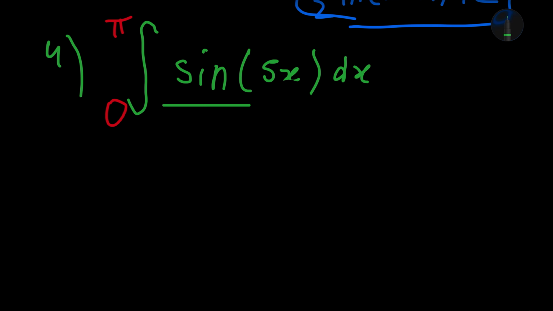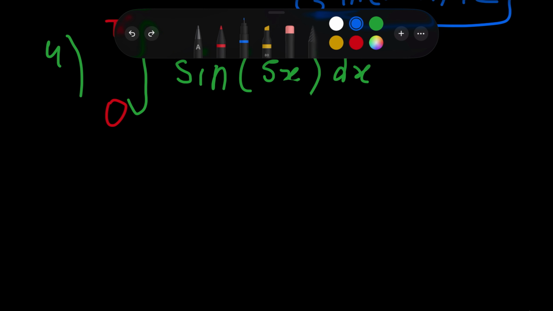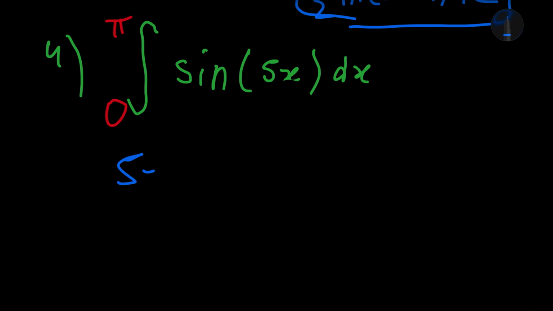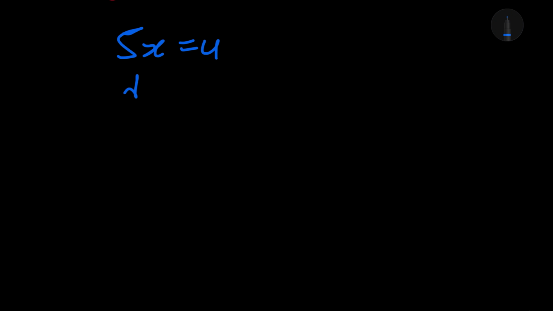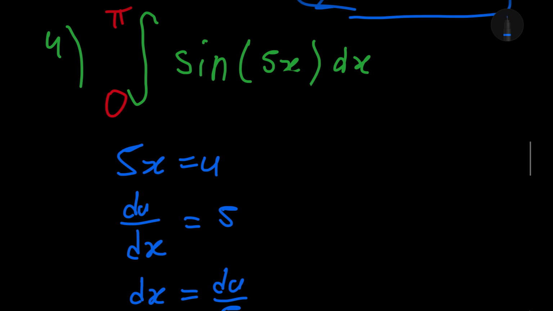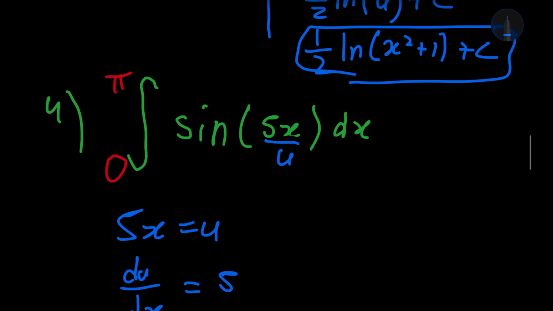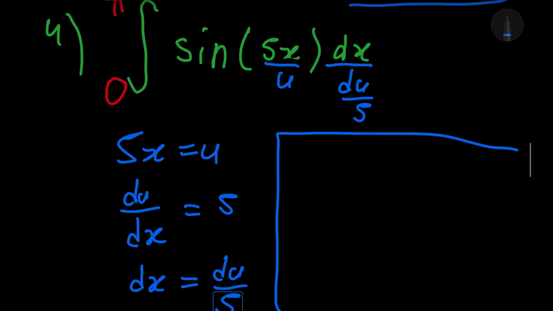We can either pick sine as our u, or we can pick 5x as our u. And the general rule is that we pick the inner function as our u, which means we pick 5x as our u. 5x is equal to u, which means our du over dx will be 5. And then we can isolate dx, so we get dx is equal to du over 5. So we know this is our u, we know this is du over 5. So now we can sort of plug these in.